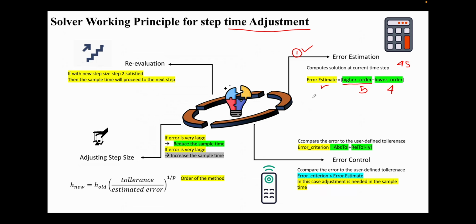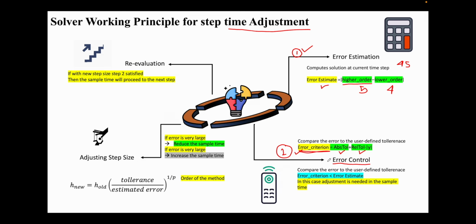Once you have the estimate of the error, the next step is whether the error that you have is within the desirable limit or not. In Simulink, you have the choice of defining an absolute error and a relative error. This is the formula to define the error criterion, calculated based on the absolute and relative error. This sets a benchmark or threshold, which defines whether you will update the sample time or not. This stage is called error control.